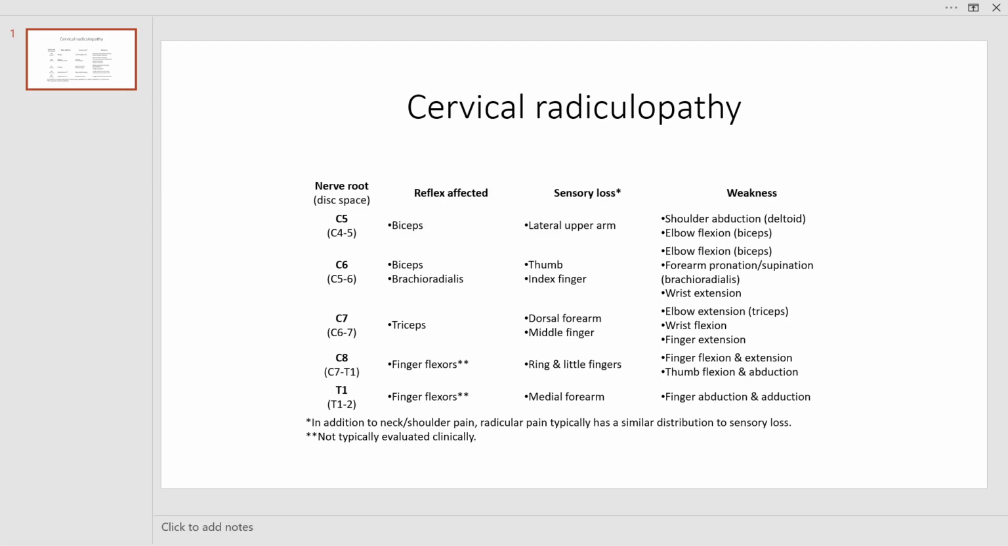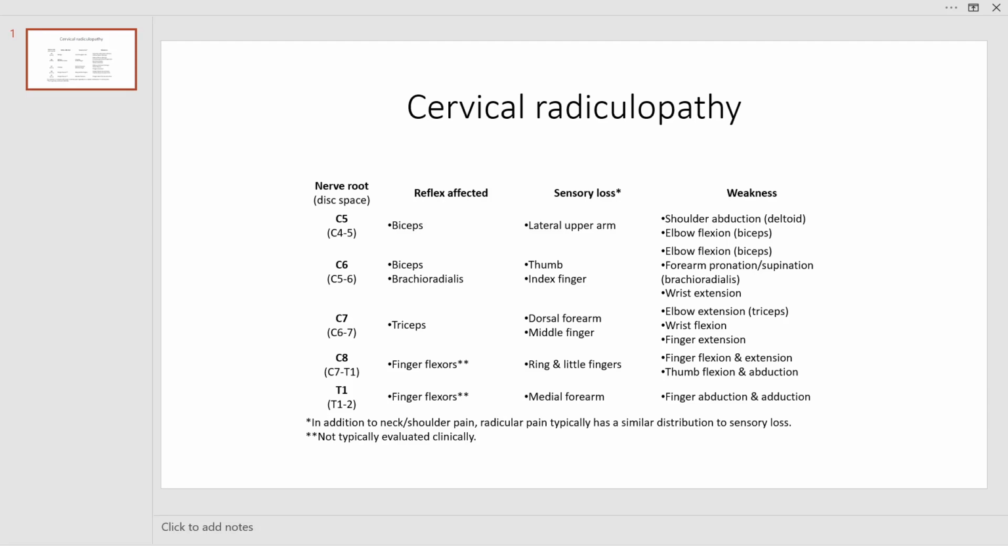Now dermatome and myotome, that means the sensory loss and the weakness. In C5, the sensory loss would be lateral upper arm, and the weakness would be shoulder abduction and elbow flexion. This is all about C5.